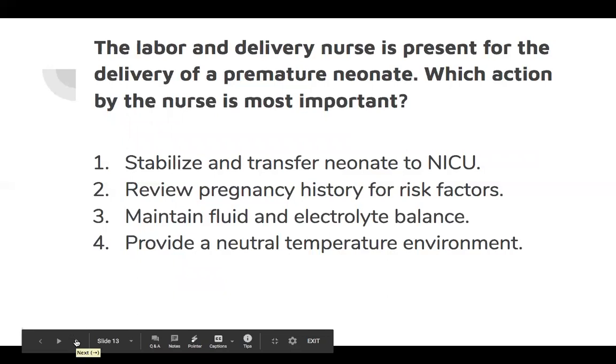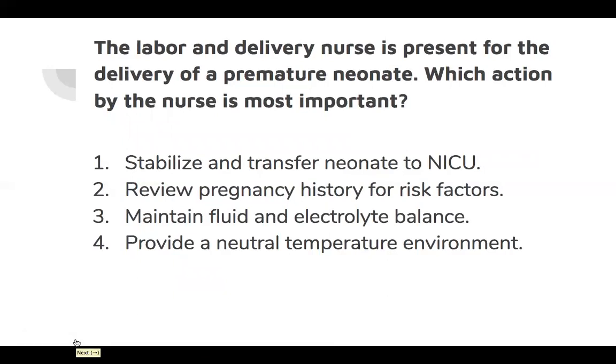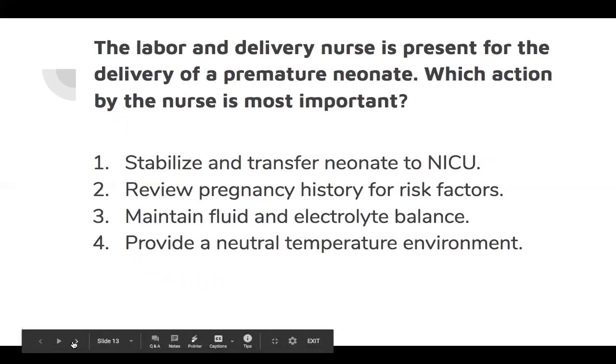If we wanted to number those, number 4 would be 1. Number 1 would be 2. Actually, probably 4, 3, 1, and 2. The reviewing of the pregnancy history for risk factors should have been done prior to that, or we can get that information after we get the baby stabilized.